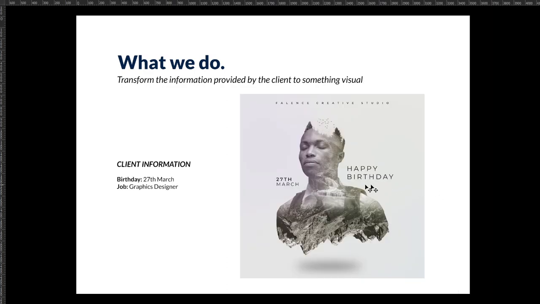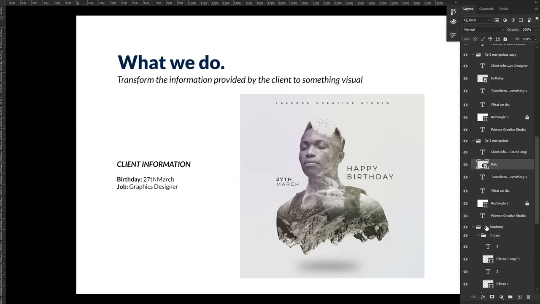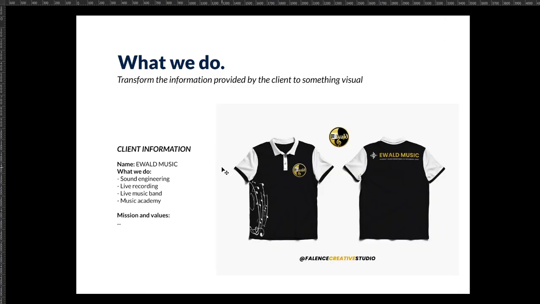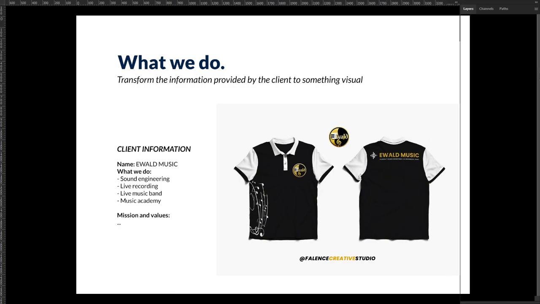And the same idea, right? This is a birthday design for a graphic designer. Yeah, I'm sure you get the idea. And I think that's basically it. The next one, and I think you get the idea. So we have the information provided by the client, and you get to do this design, right?